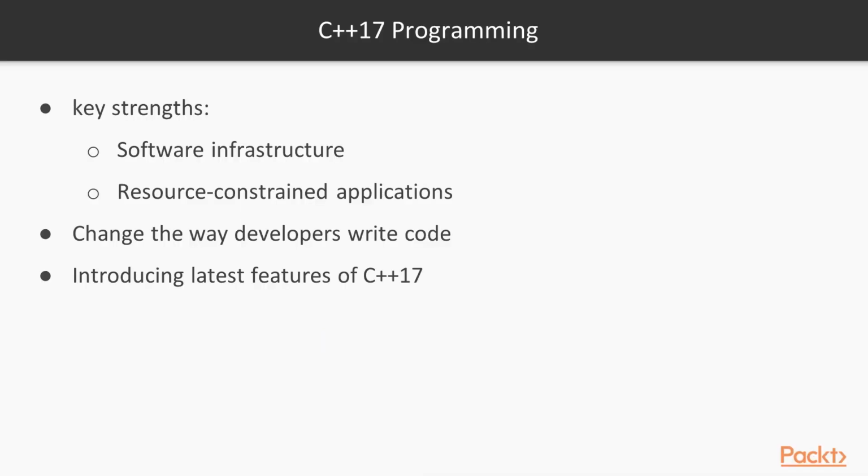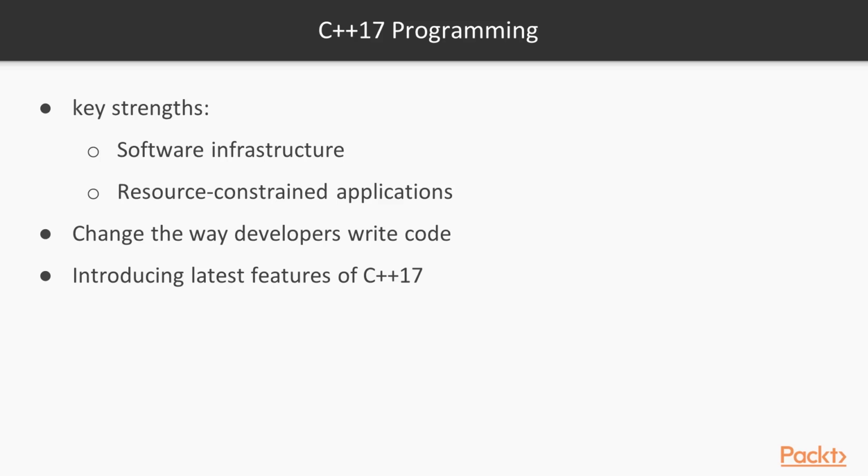Okay, now let's talk about C++17 programming. C++ has come a long way and has now been adopted in several contexts. Its key strengths are its software infrastructure and resource-constrained applications. The C++17 release will change the way developers write code, and this course will help you master your development skills with C++. With real-world practical examples explaining each concept, this course will begin by introducing you to the latest features of C++17.